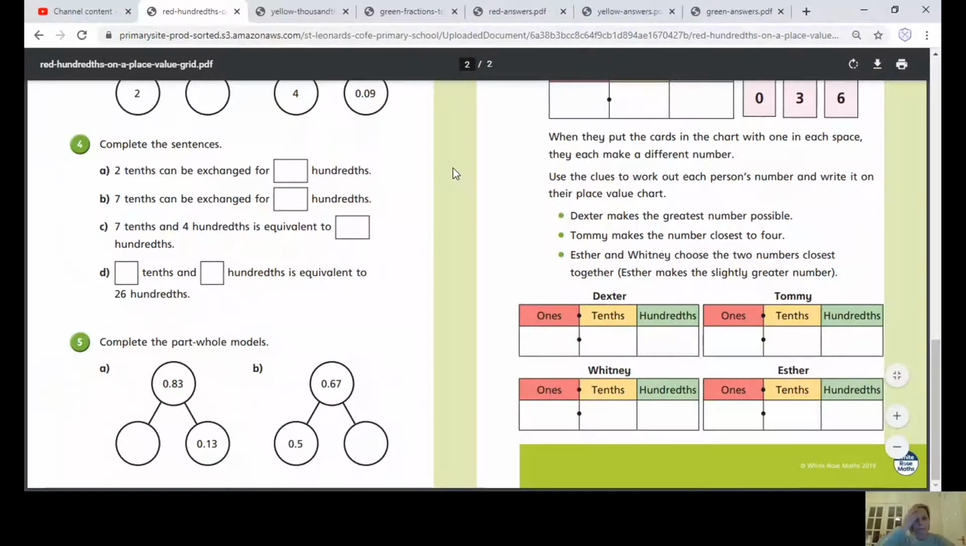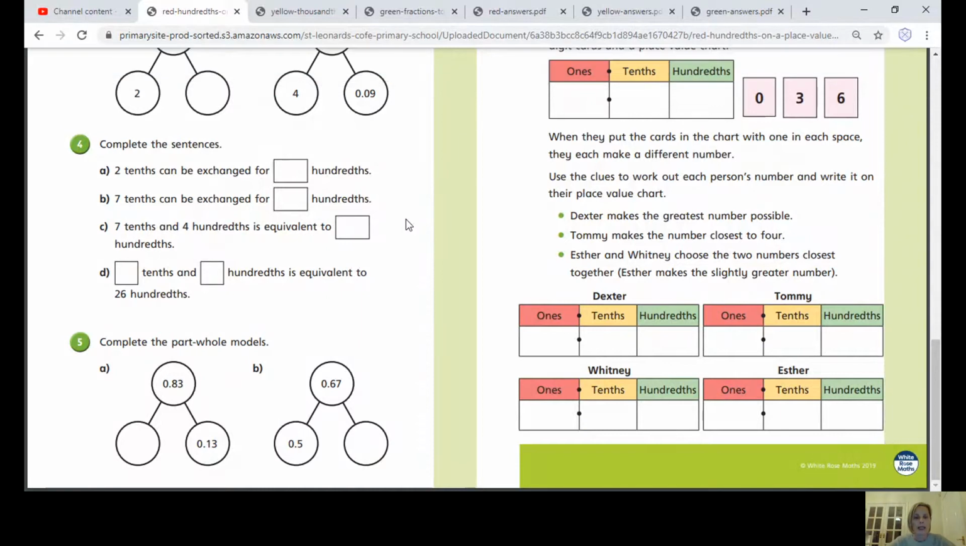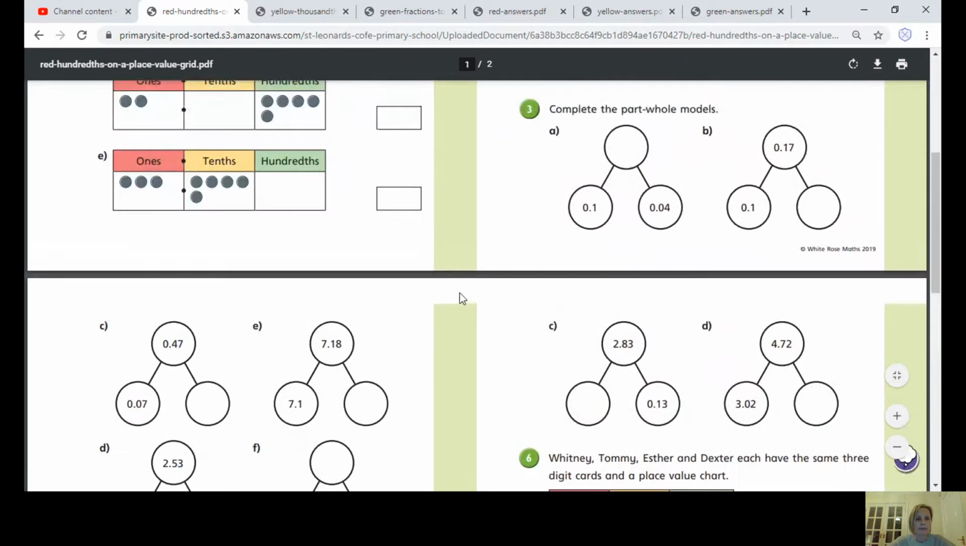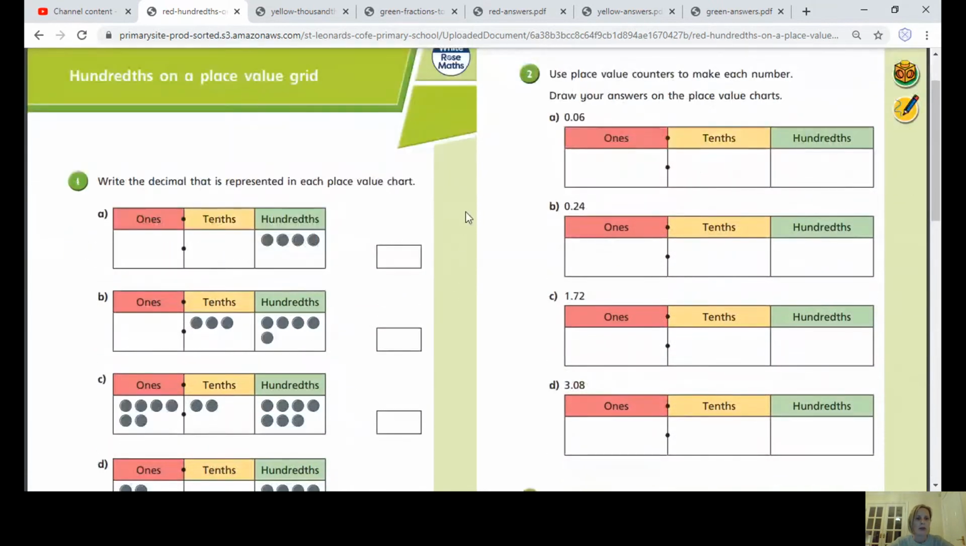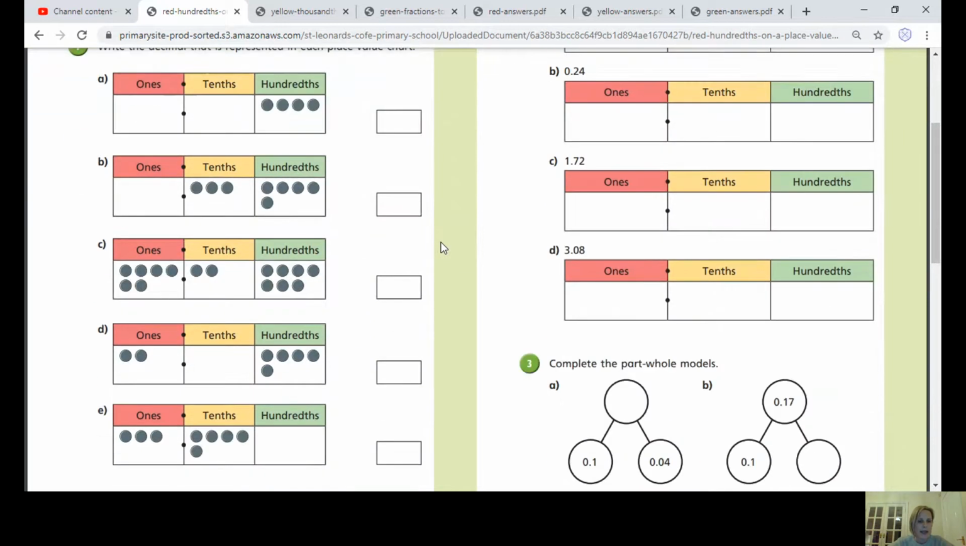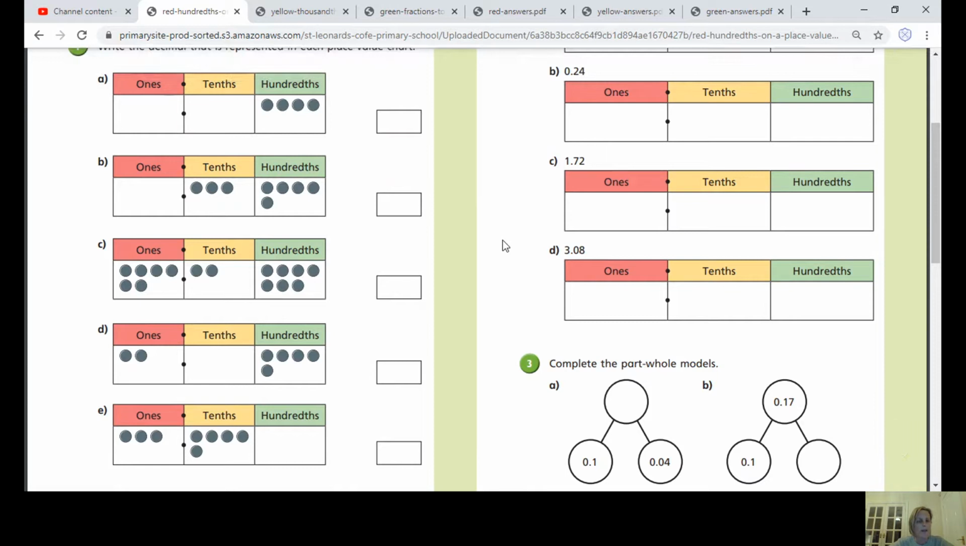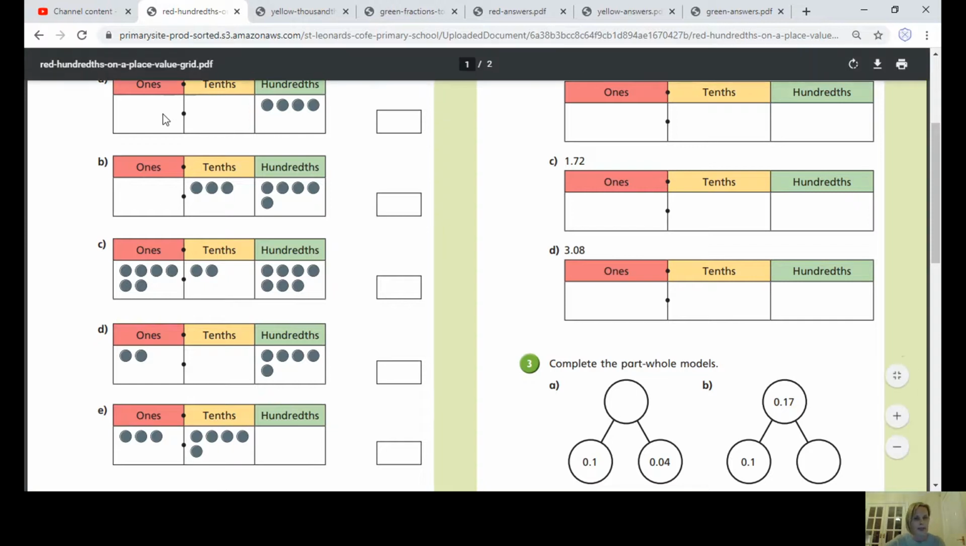Okay, so first of all, I'm going to just flick to the red worksheet, sorry, and you should be able to see that now on your screen. Right, so you're going to be looking at hundredths on a place value grid. So basically, for the first question here, you have been given these tables, and in them they've placed counters, and basically you've got to write down exactly what you see there as a decimal. Now, don't forget, if there are any blank boxes, you do have to write a 0.